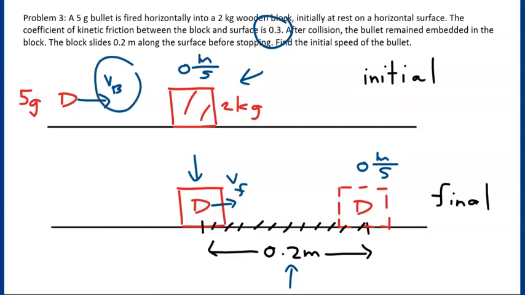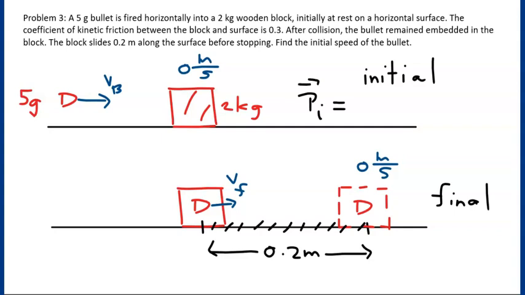So find VB. The initial momentum of the system is quite simply 0.005, that is the mass of the bullet, times the initial velocity of the bullet. The block of wood is not moving, so it doesn't contribute to the initial momentum. So only the momentum of the bullet counts. Note that I have converted the gram into kilogram here.